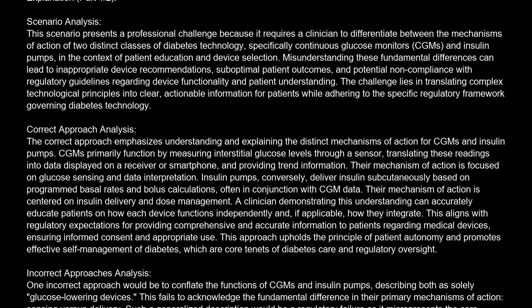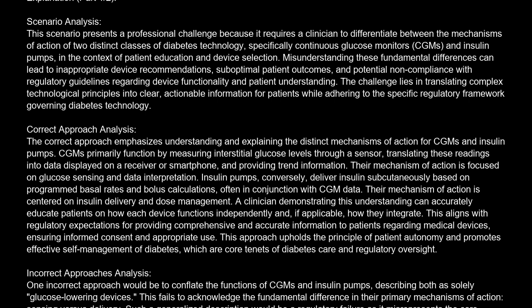The correct answer is D. A CGM measures glucose in interstitial fluid via a sensor to provide readings and trends, while an insulin pump delivers insulin subcutaneously based on programmed settings and user input. Explanation. Scenario analysis. This scenario presents a professional challenge because it requires a clinician to differentiate between the mechanisms of action of two distinct classes of diabetes technology, specifically continuous glucose monitors, CGM, and insulin pumps, in the context of patient education and device selection.